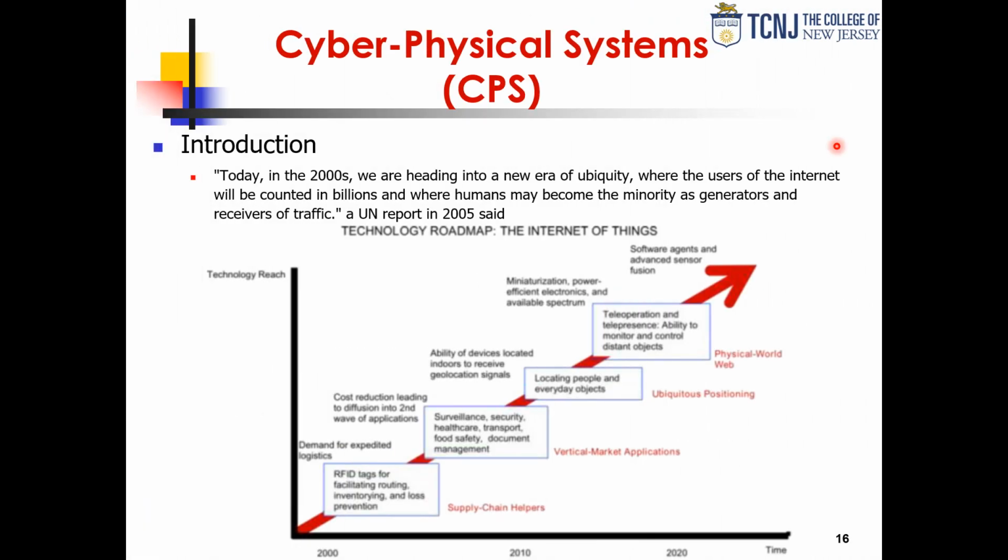Back in 2005, the UN, a body consisting mainly of diplomats, issued a report that we would have billions of entities connected to the internet where humans would be a minority. Okay, so that was the vision. And if you look at the chart, what are the things that have happened, what technology reach has taken place since the beginning of the century?